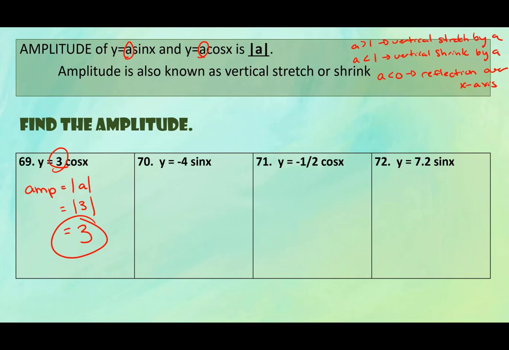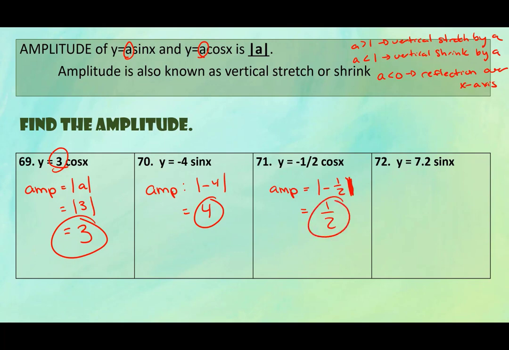Okay, now we have y is equal to negative 4 sine of x, and we know that the amplitude is going to be the absolute value of negative 4, not 14, negative 4. So the amplitude is actually equal to positive 4. Now in number 71, we have negative 1/2 cosine of x. So we know that the amplitude is going to be equal to the absolute value of negative 1/2. So that means the amplitude is going to be positive 1/2.